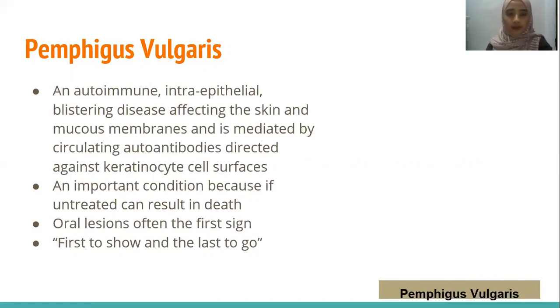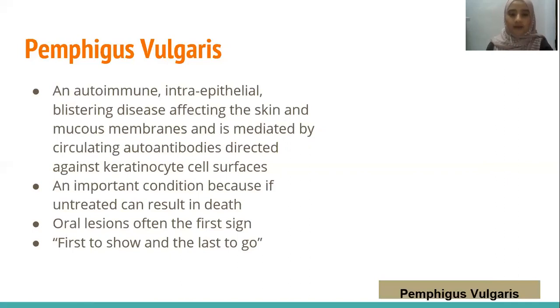So pemphigus vulgaris is an autoimmune intraepithelial blistering disease affecting the skin and mucous membranes, and it is mediated by circulating autoantibodies directed against the keratinocyte cell surfaces. These autoantibodies are directed against the desmoglein 3 and desmoglein 1 proteins, which are the components of desmosome. When the autoantibodies attack the desmogleins, the cells lose attachment and become separated from each other, leading to acantholysis. As a result, this will directly lead to formation of bullae or blisters.